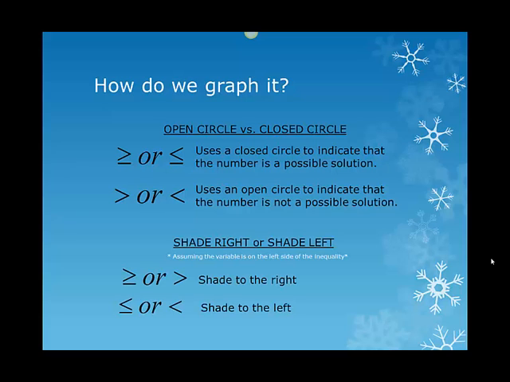The next thing you should look at is deciding which direction to shade on the number line. Assuming that the variable is on the left side of your inequality, if it is greater than or equal to or greater than, you will shade to the right of that circle. If it's less than or equal to or less than, you would shade to the left of the circle. If the variable is on the other side, you simply reverse what direction you're going to be shading. In most cases, probably 75 to 90% of the time, the variable is on the left-hand side of the inequality.